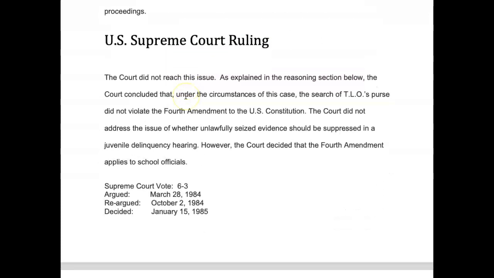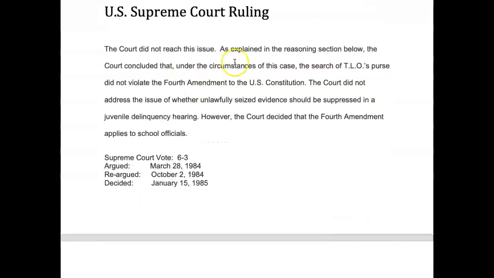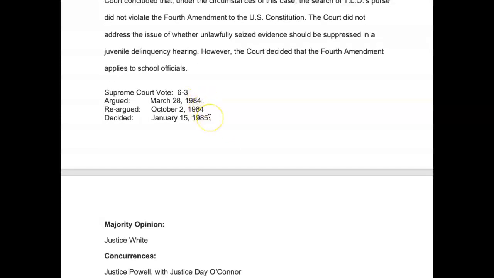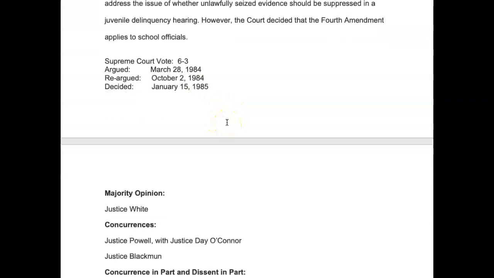All right? And the Supreme Court did not react to that issue. In fact, they even kind of turned and went back to the Fourth Amendment. And they said the search of the purse did not violate the Fourth Amendment. All right? Now, they never did get to the part about if it's unlawfully seized, can it be used in a hearing? They never got around to that. You can see where it was argued. It takes a while, by the way, for court cases to go through the Supreme Court. This is almost half a year, a little more than half a year, from when it was argued in front of the Supreme Court, re-argued, and then it was decided by the Supreme Court.